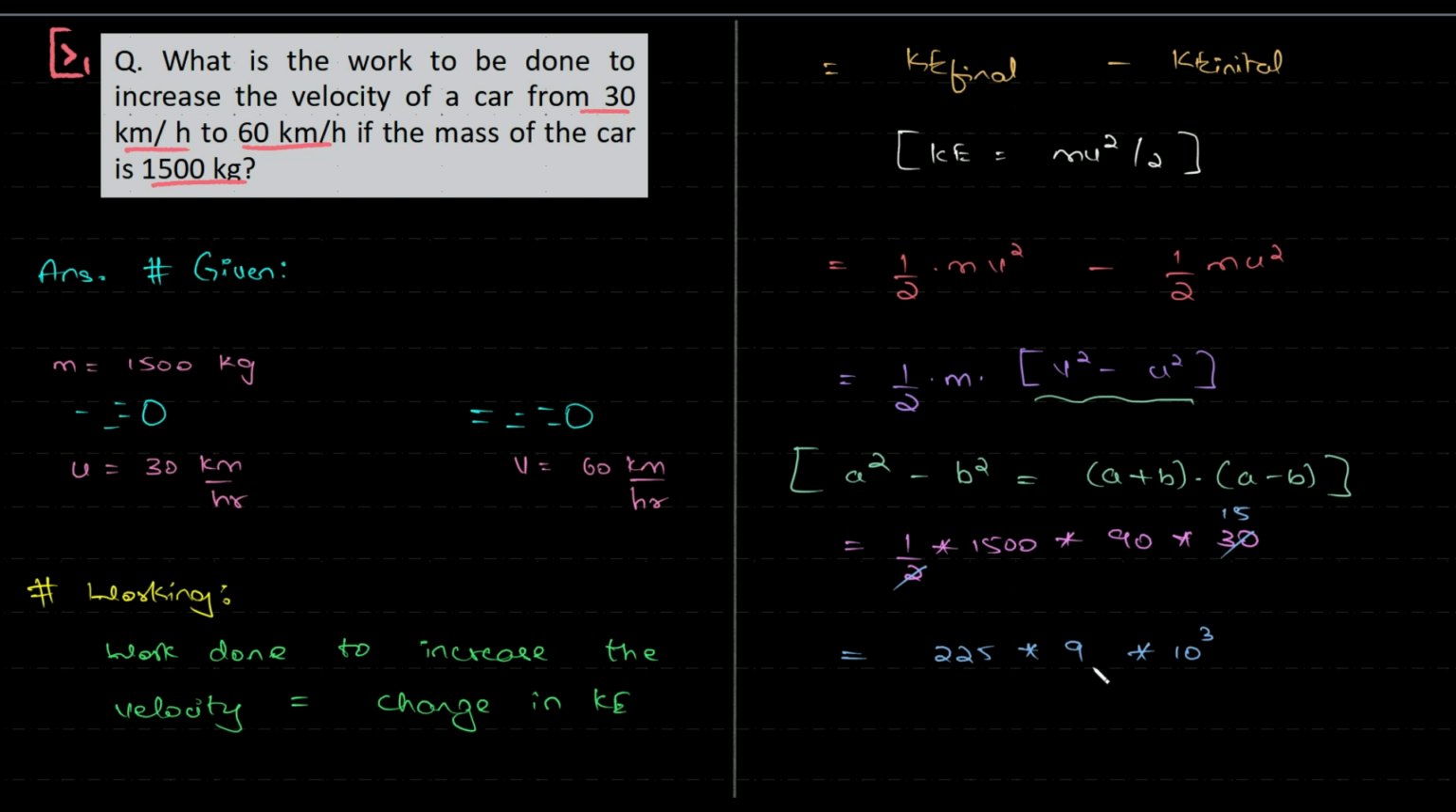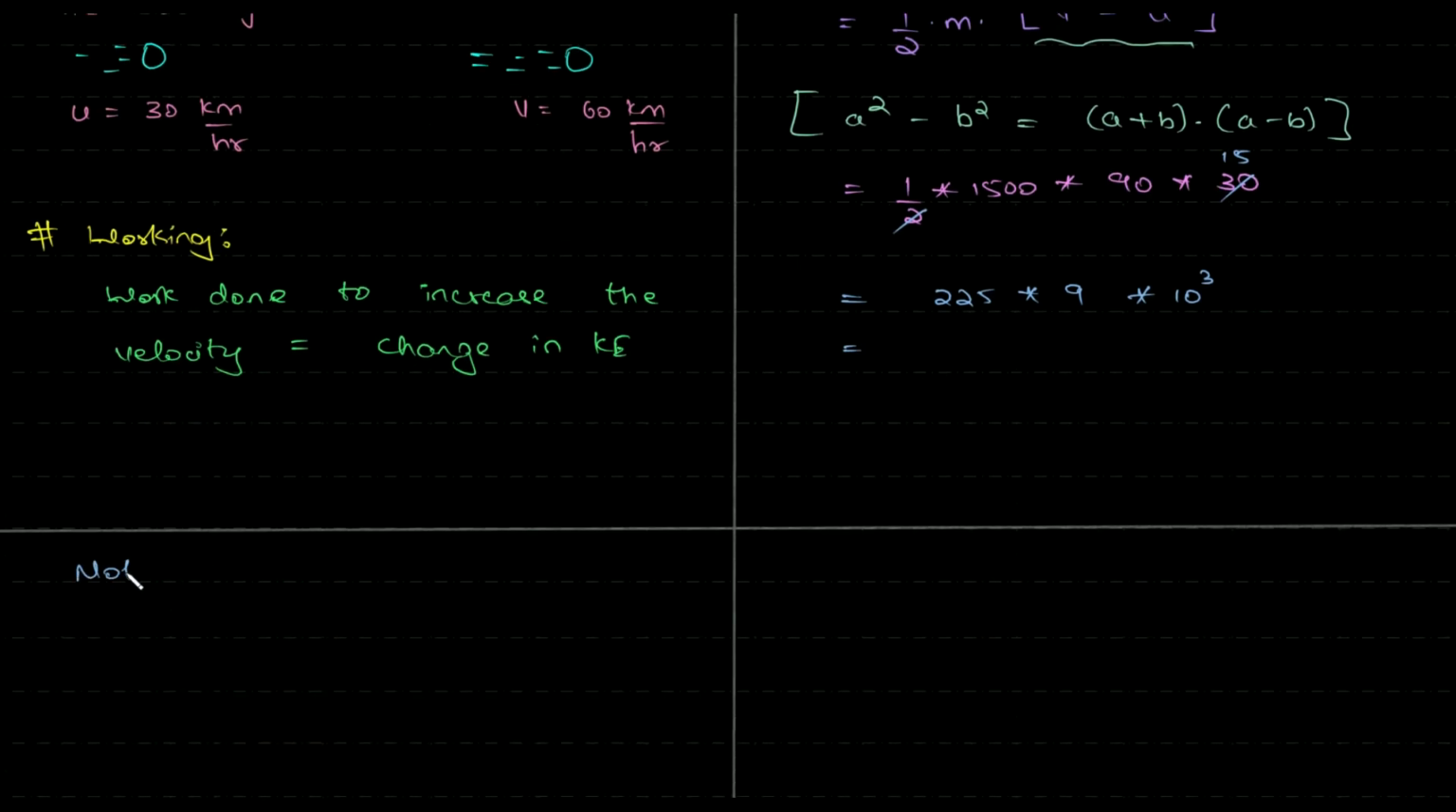So 225 into 9 is nothing but, I'm going to show you guys the calculation over here. So this is what I would like you guys to do. Into 10 minus 1. You need not write this in your exam. All you have to do is this. Right? I wrote 9 as 10 minus 1: 2250 minus 225. Is it not? I use the distributive property basically. So this is 2025 into 10 to the power of 3 joule.